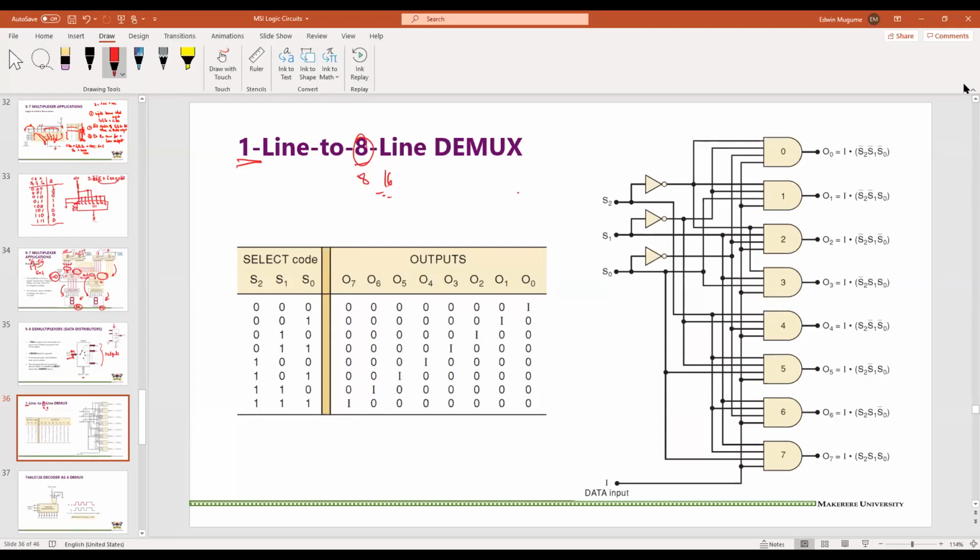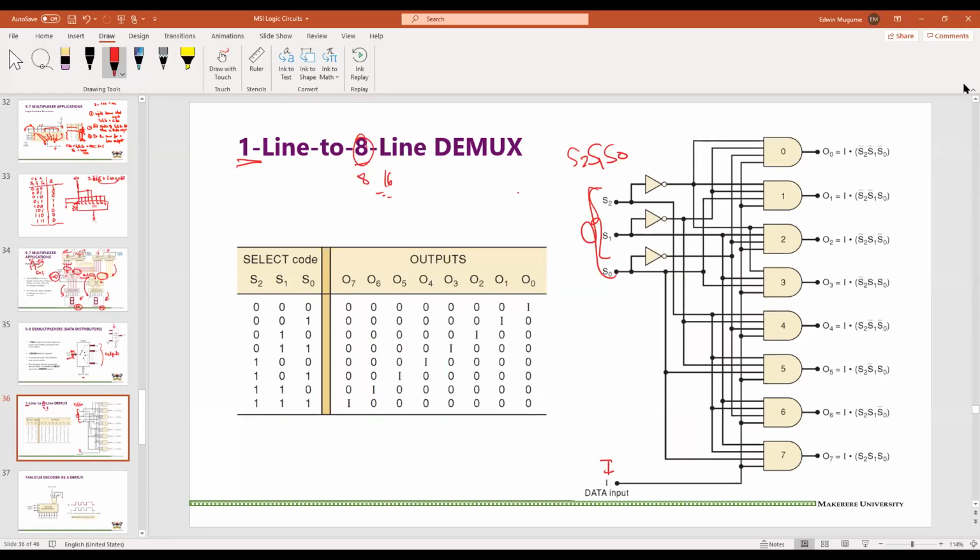And so you can see that we have a signal coming in. That signal, the input, is I. It goes into every AND gate. That means that depending on the combination of S2, S1, S0, only one of these AND gates will be enabled. If it is enabled, then the signal I can go through that AND gate, and the others will be disabled.